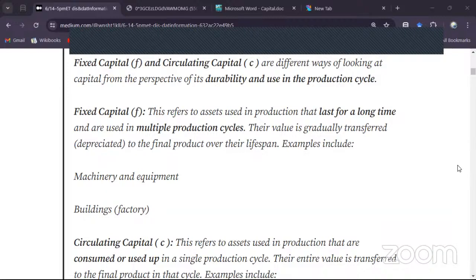So fixed capital, F, refers to assets used in production that last for a long time. So it resembles the machines that we were just talking about.